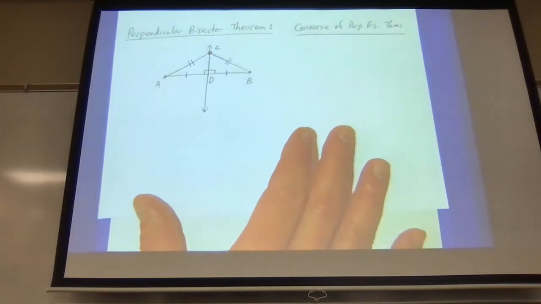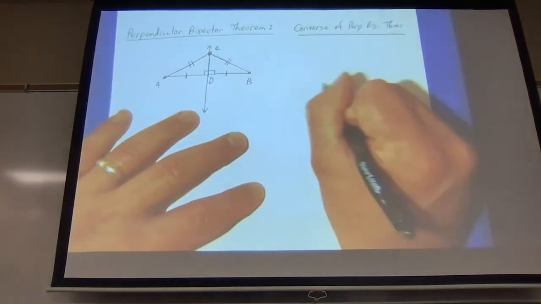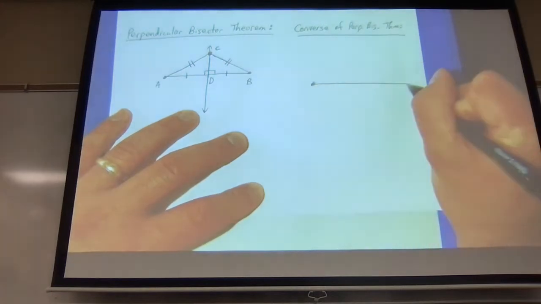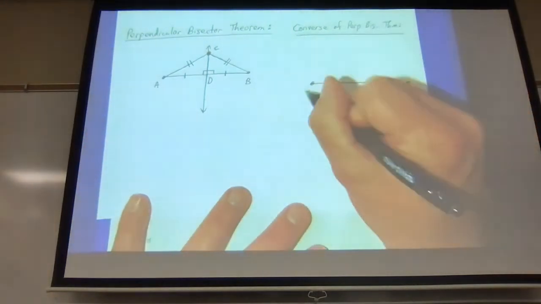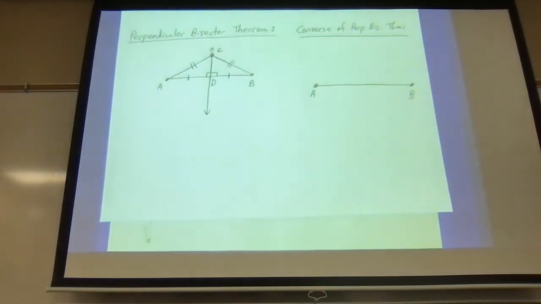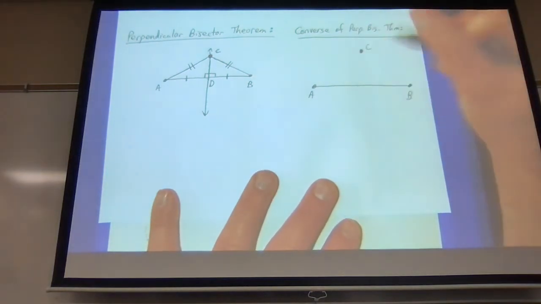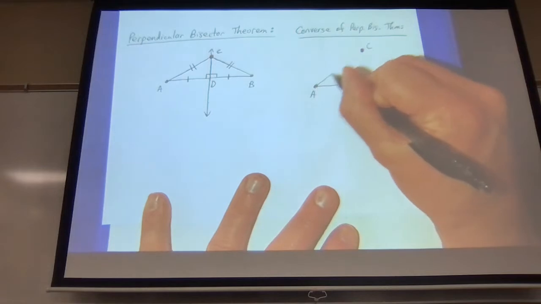Once again, I'm going to read the words to you and then we'll draw a picture of it. The converse of the perpendicular bisector theorem says if a point is equidistant from the endpoints of a segment, then it is on the perpendicular bisector of the segment. So with this one, let's do it the same way. We'll start with our segment, I'll call it AB again. And now we're going to do this backwards. Now we're going to have a point, which I'm going to call C once again. It's going to be equidistant from these endpoints.